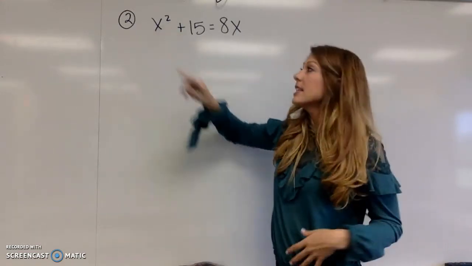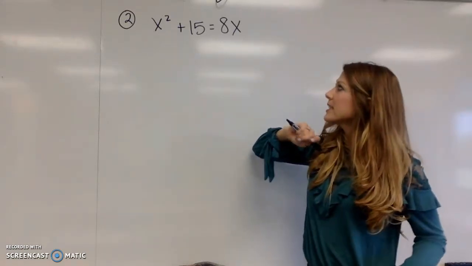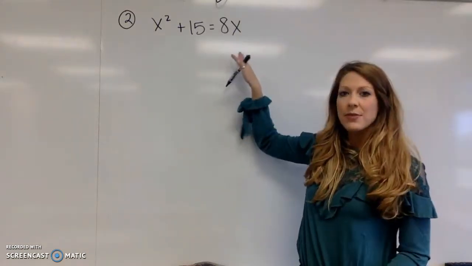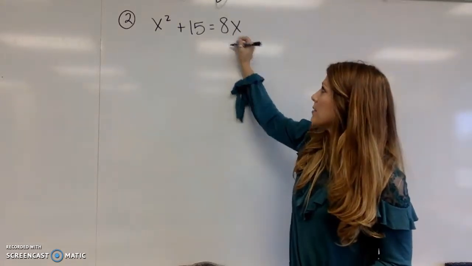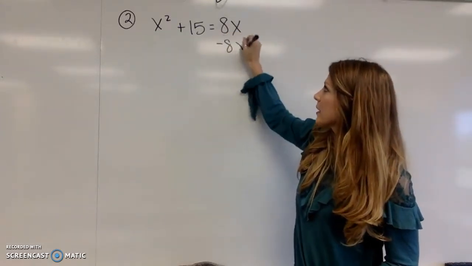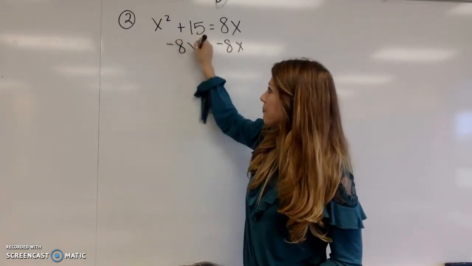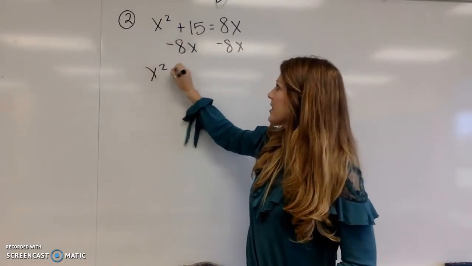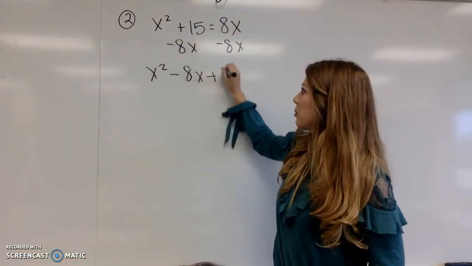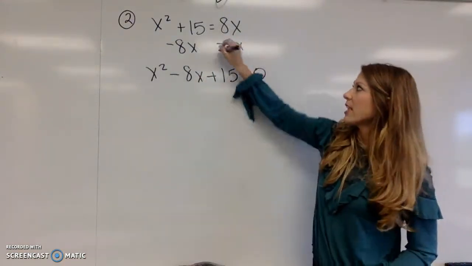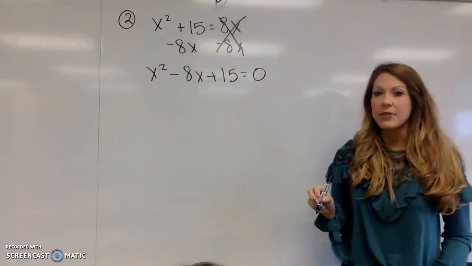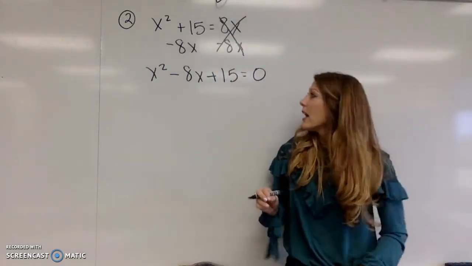So in order to make it equal to 0, right now it equals 8x, we need to move that 8x over to the other side of the equal sign. So since this is a positive 8x, we're going to subtract 8x. So it's going to say x squared minus 8x plus 15 equals 0, because now nothing is left on the right side of the equal sign, which is what we wanted.